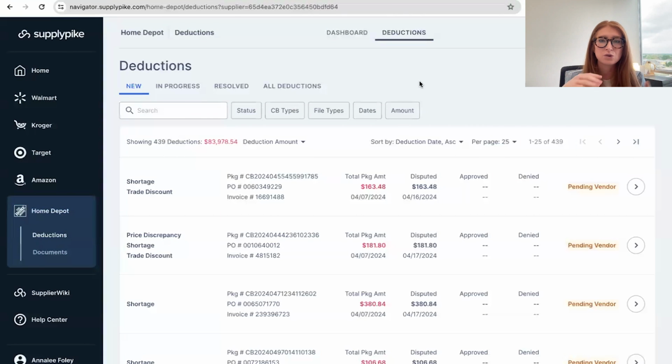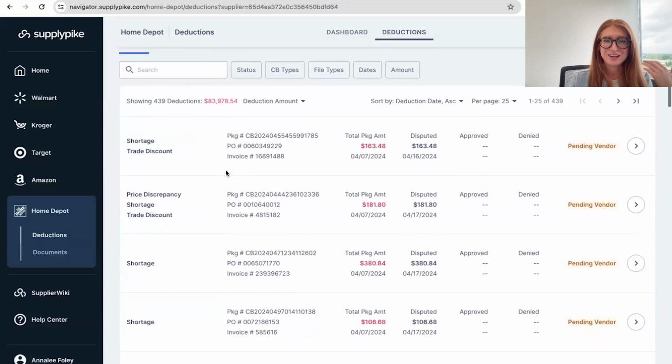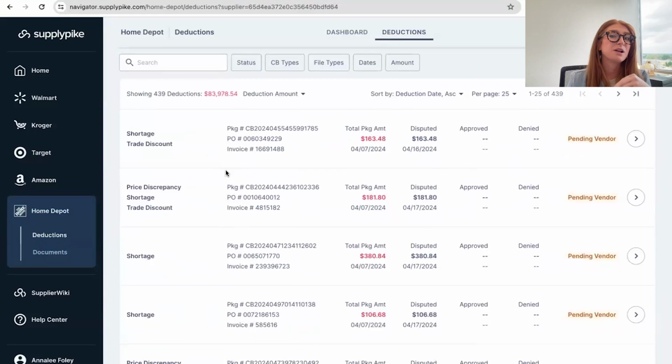And then we've sorted everything, bucketed it to create workflows and efficiencies within teams. So you'll see up here at the top, we have new, in progress, resolved, and then all. The new, in progress, and resolved tabs are designed to help inform those workflows. So we'll start by looking at the new tab here. This is really anything that the supplier can take action on. You'll notice here at the top, we have pending vendors. That's anything where you've submitted it off to Home Depot.